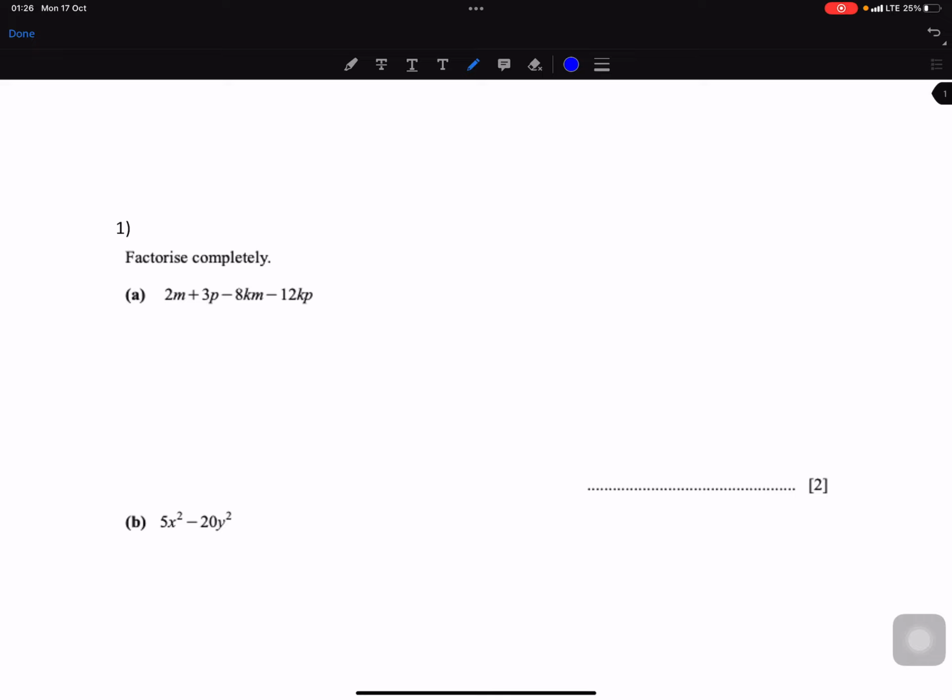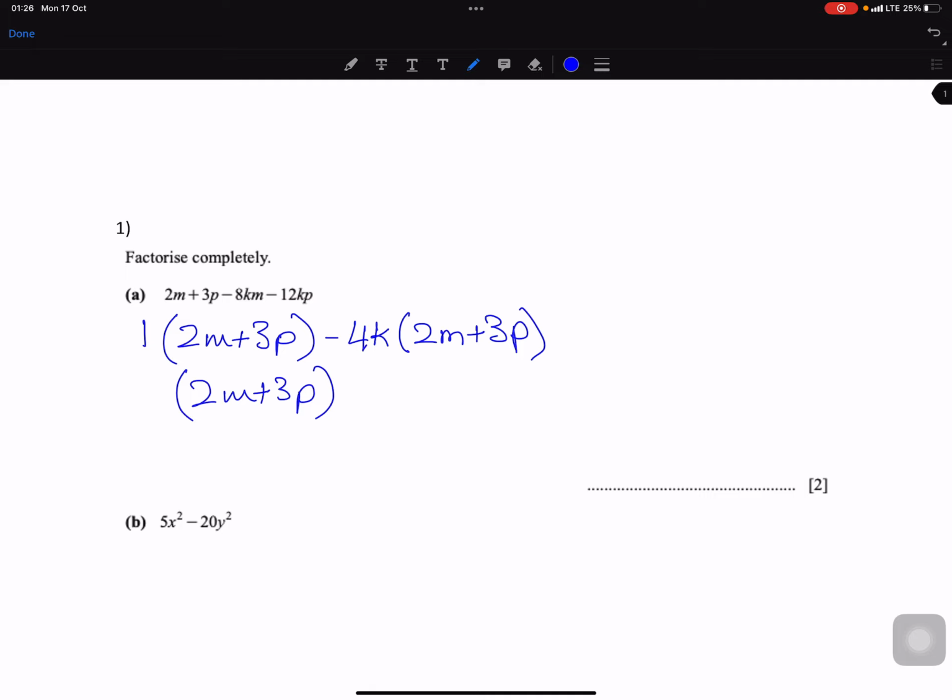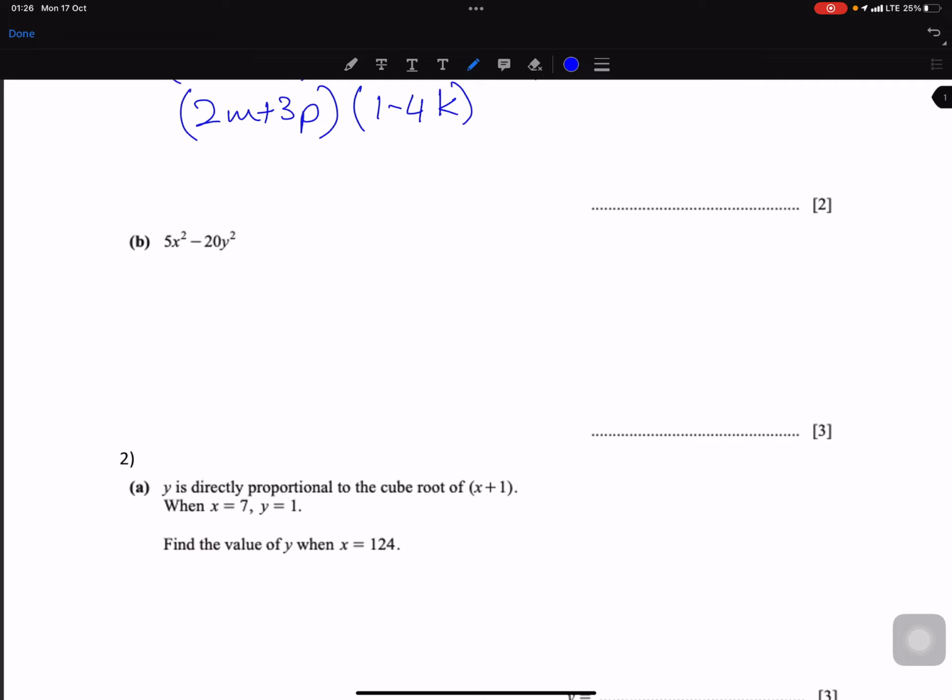Alright everyone, so this is going to be your algebra test solution. We're going to start by factorizing. So 1 is a common factor, open bracket, 2m plus 3p minus 4 is a common factor, k is a common factor, inside a bracket is 2m plus 3p. The brackets are going to be the same, so you group them: 2m plus 3p in one bracket and 1 minus 4k in the other bracket.